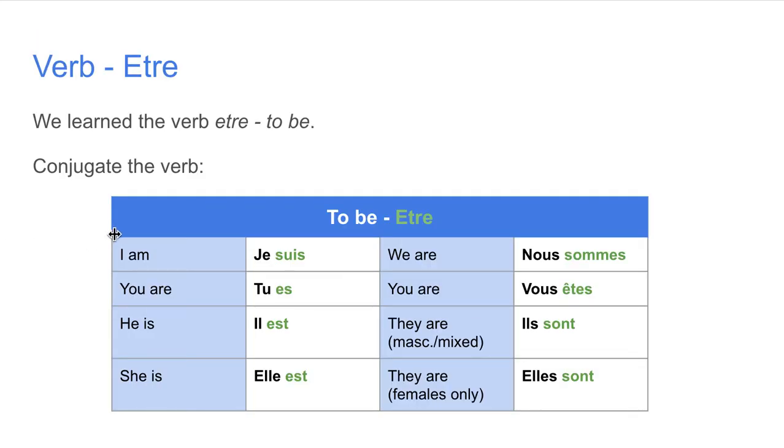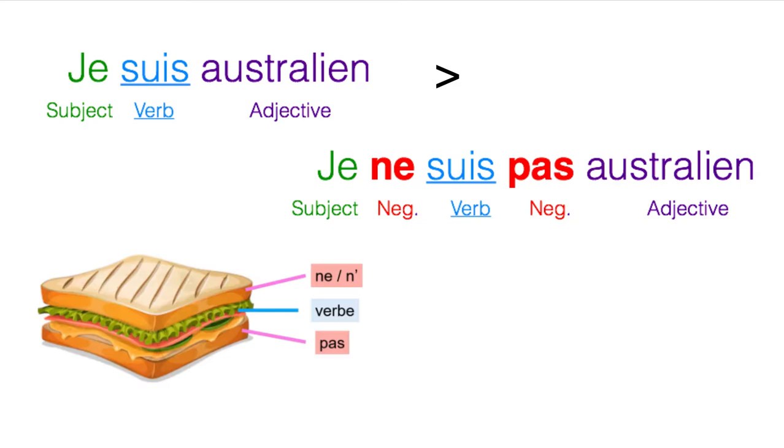So we've learned the verb être, which is to be. I am, je suis. You are, tu es. He is, il est. She is, elle est. We are, nous sommes. You are, vous êtes. They are, ils sont. And they are, when it's females only, elles sont.